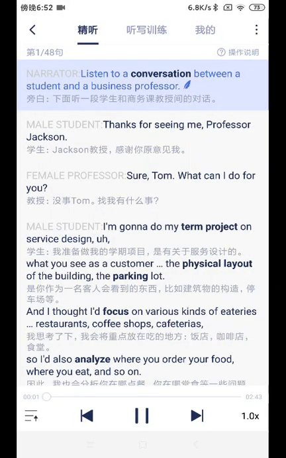Listen to a conversation between a student and a business professor. Thanks for seeing me, Professor Jackson. Sure, Tom. What can I do for you? I'm going to do my term project on service design. What you see as a customer, the physical layout of the building, the parking lot. And I thought I'd focus on various kinds of eateries, restaurants, coffee shops, cafeterias.